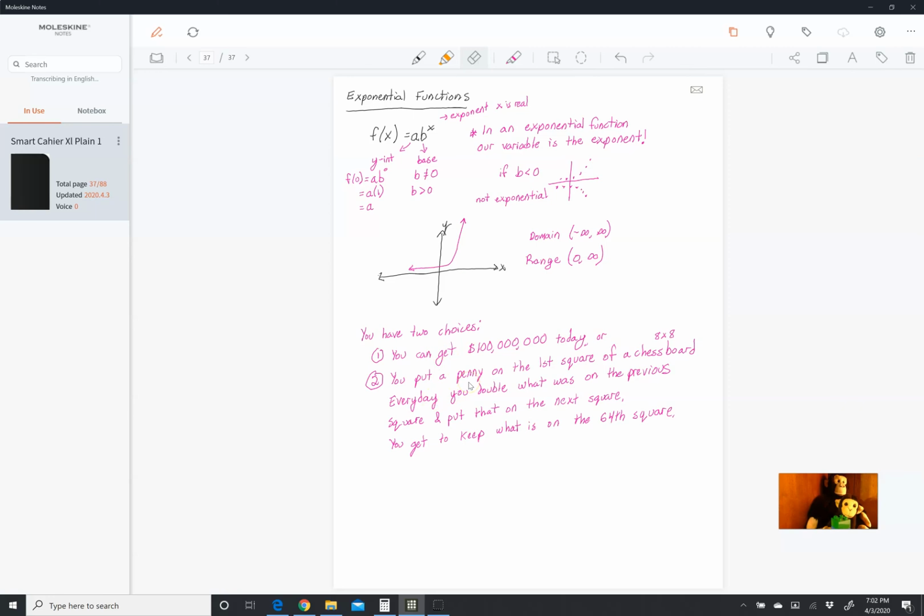On the second square, you have 2 pennies, so 2 cents. On the third square, you have 4 cents. On the fourth square, now you have 8 cents, and so forth. And you get to the 64th day, and you're allowed to take whatever money is on the 64th square. So think about it. Which one would you take? The $100,000 or $100 million? Or what's on the 64th square?